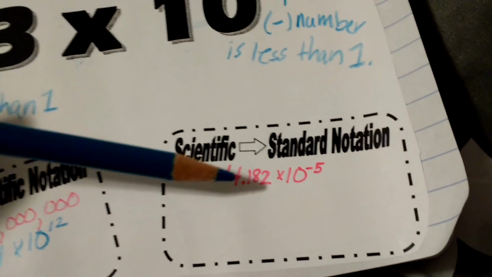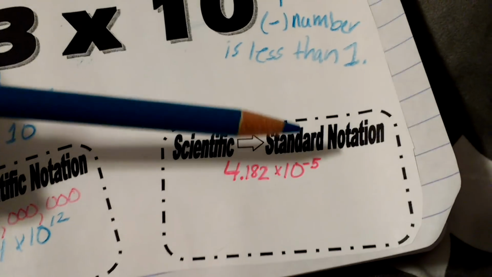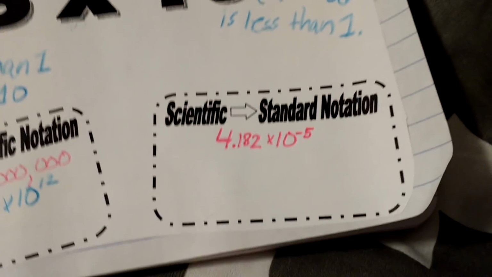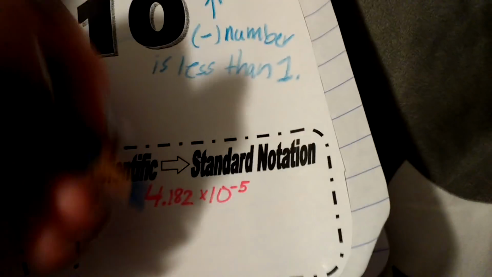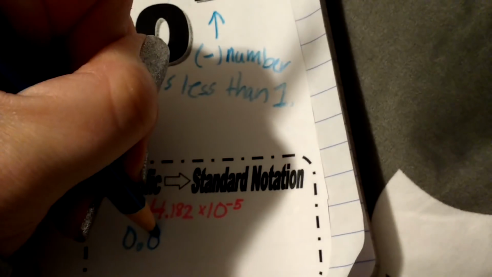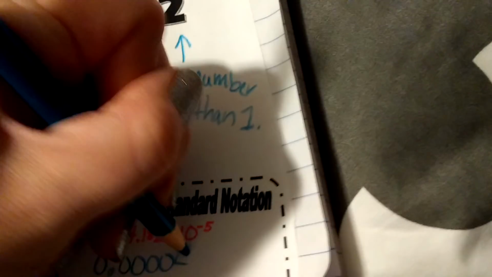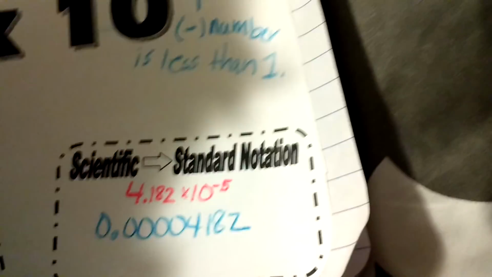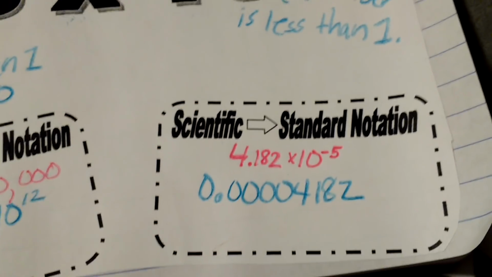So you can do 4.182 times 10 caret negative 5, and that will give you the answer right there. Okay, so you should see on your calculator that it's 0 point, and then there are 4 zeros, 1, 2, 3, 4 after the decimal, and then 4, 1, 8, 2. So there's the standard notation of that.